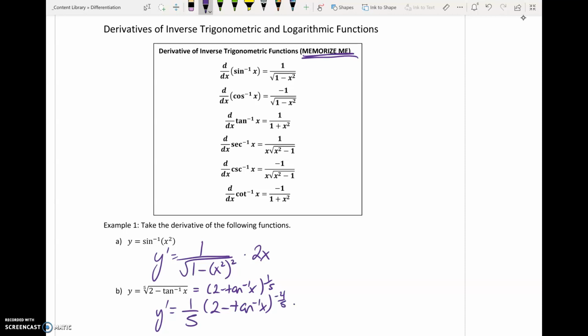Next, we want to take the derivative of the inside part, which is 2 minus tan inverse x. The derivative of 2 is 0. The derivative of tan inverse x is just listed up there. And remember to have a negative in the front because this was negative tan inverse x. And then that's it. So go ahead and do those try questions underneath. Again, you're going to use the chain rule for most of these, so please pay attention to that.